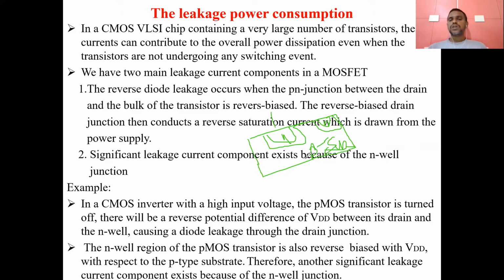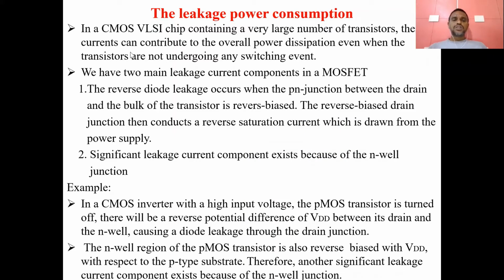That current is called what? Leakage current. Another power consumption that is added to this leakage power consumption, or reverse saturation current, is the sub-threshold current or sub-threshold power consumption. Both the reverse saturation current and the sub-threshold current will be included in this leakage power consumption. We'll see those two one by one.